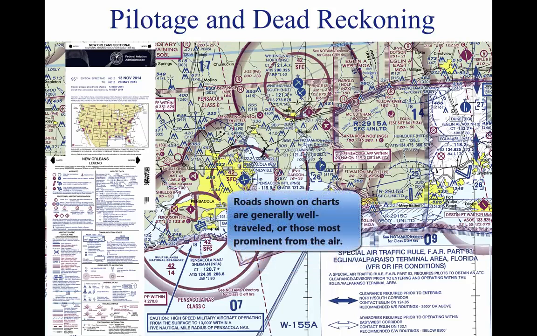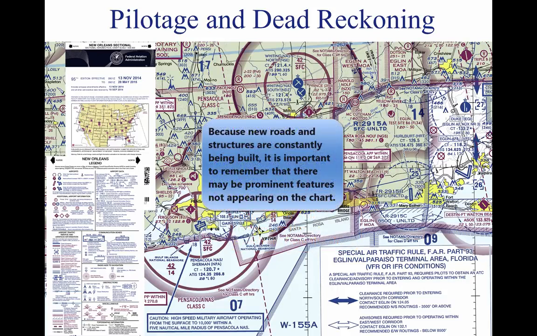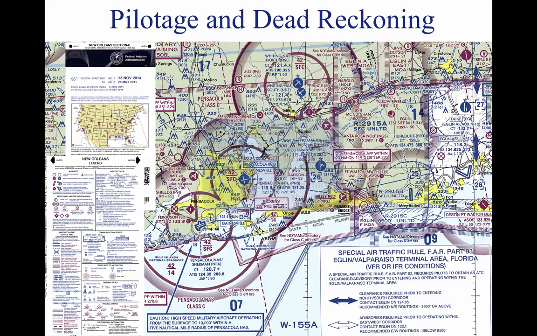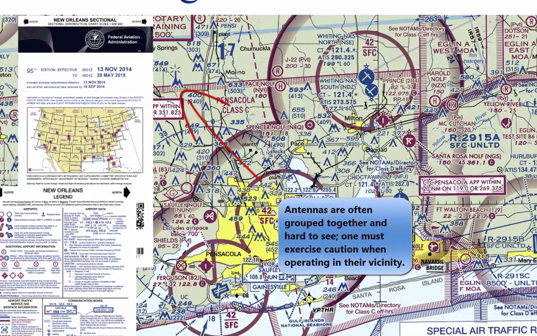Roads shown on the chart are primarily the well-traveled roads, or those most apparent when viewed from the air. New roads and structures are constantly being built and may not be shown on the chart until the next chart is issued. Some structures, such as antennas, may be difficult to see.